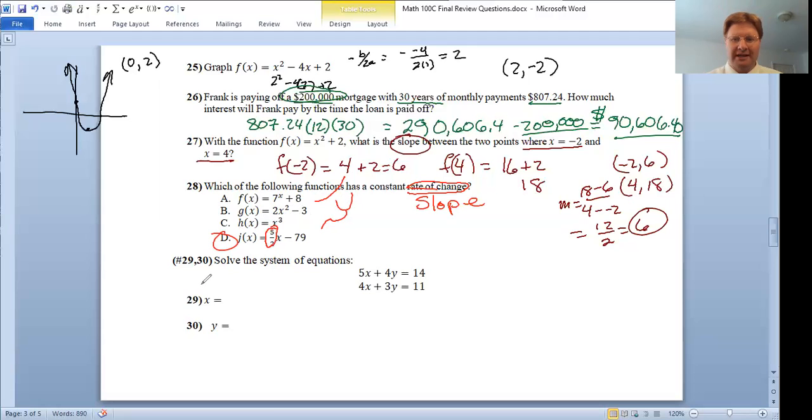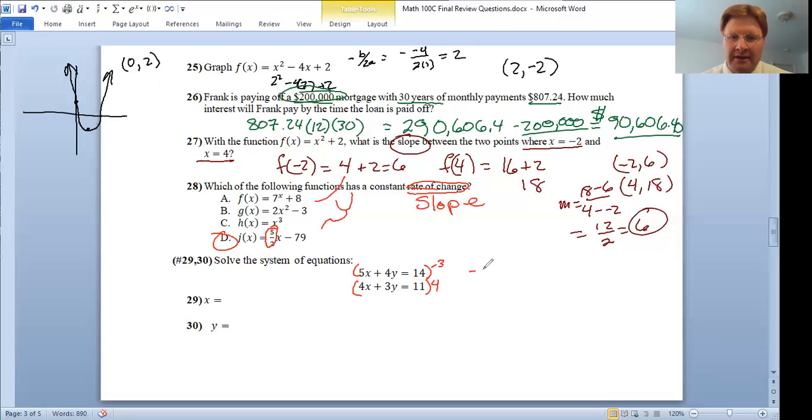Okay, number 29 and 30. Solve the system of equations. Find your x, find your y. Oh, yuck. That's not even pleasant. I think I'm going to times the top one by -3 and the bottom one by a 4. And that will allow these y's to cancel. They'll both be 12 and -12.